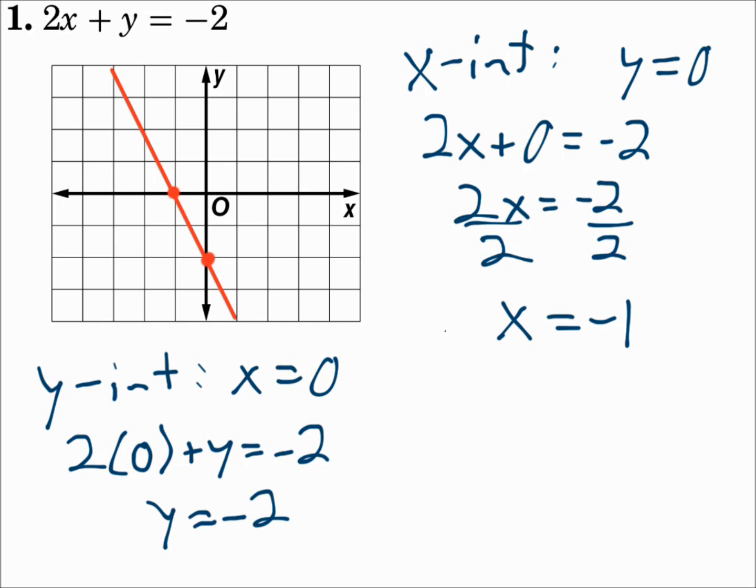Now remember, the reason that works is because the x-intercept is where the graph crosses the x-axis. Any point on the x-axis didn't go up or down any, so the y-coordinate has to be 0. For the y-intercept, that's on the y-axis, and you don't go left or right any on the y-intercept, and that's why x equals 0. That's why that works. It just makes sense.